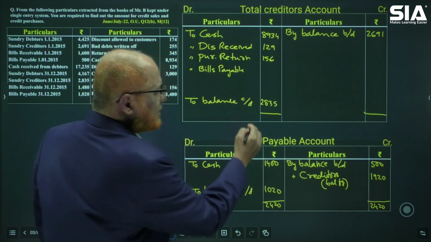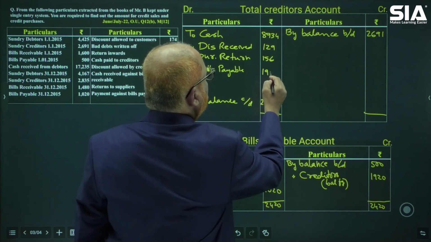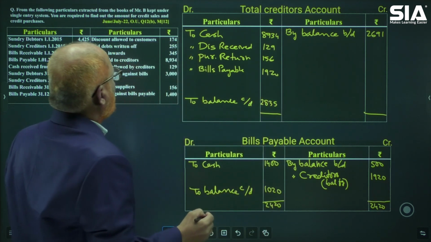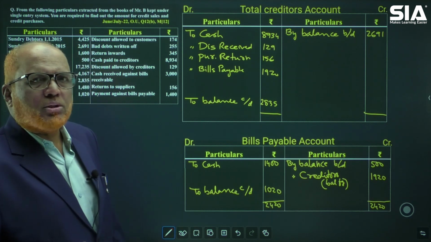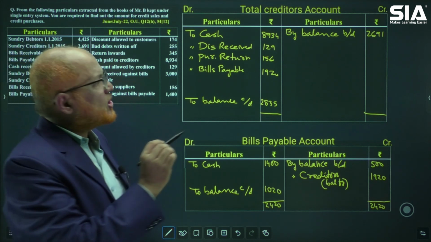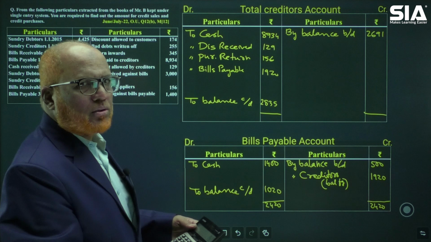Bills payable. How much? 1,920. That's all. Bills payable account is closed. Now we have to find out the purchases of trade creditors account.